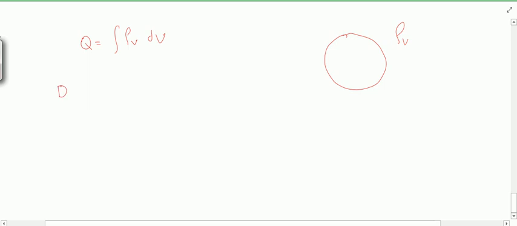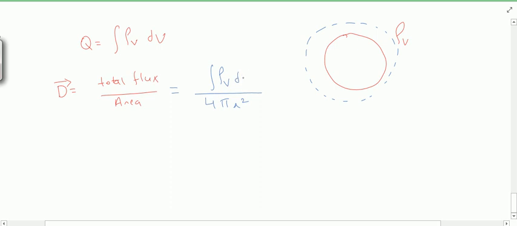And what is electric flux density? It is total flux divided by the area which I am considering. So if I want to consider the total charge, then I have to consider an area such that it encloses the volume. So now what will it become? Total flux upon this area. I'm considering the area as a sphere, so it will be 4 pi r square, and total flux is nothing but charge, so it is rho v dv by 4 pi r square. And what will be the direction of the flux? It will be ar cap.